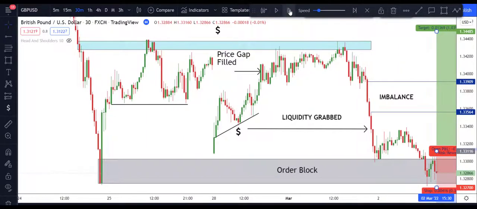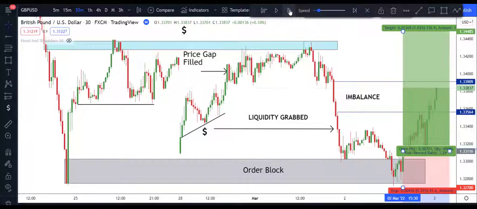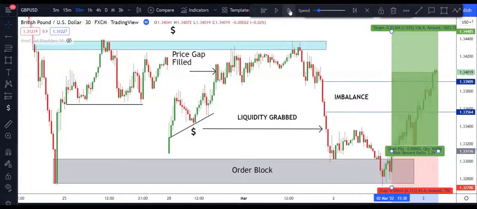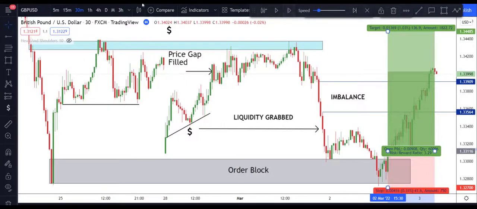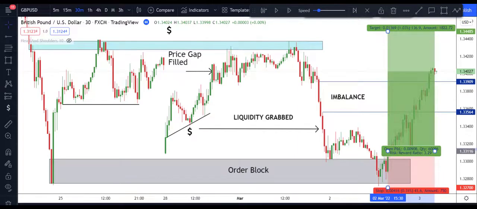So now let's see how price moved according to our bias. As you can see, price is moving up, and we secured our profit from here, and we closed this trade with 55 pips profit for our free signal. This is how we grab the GBPUSD pair on both the sell side and buy side.